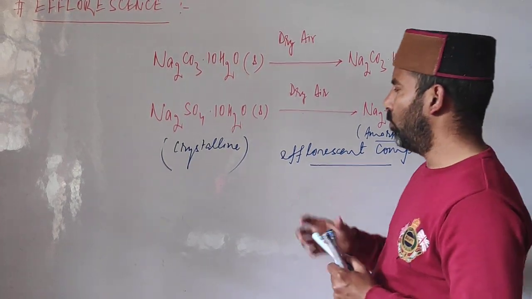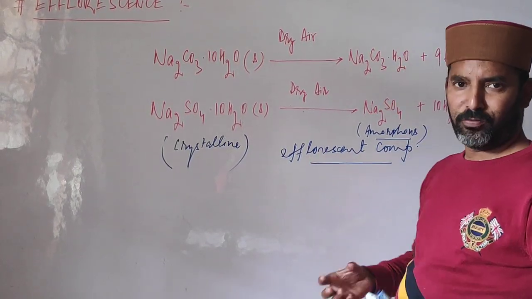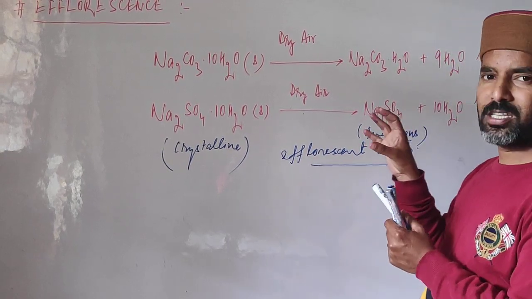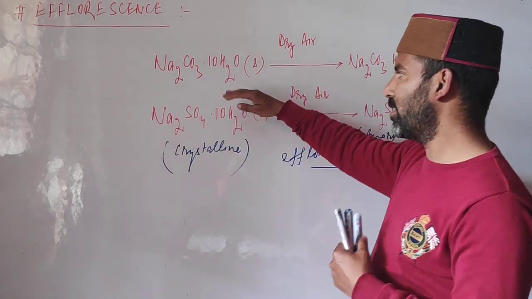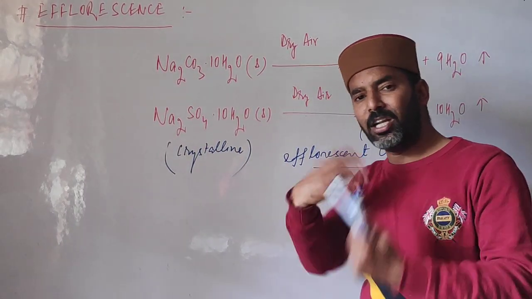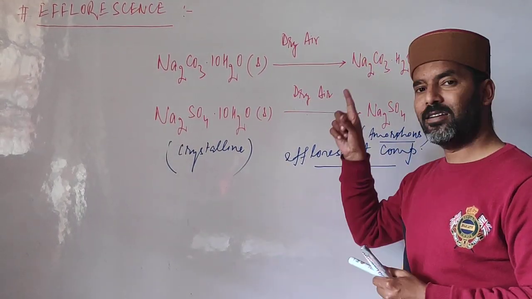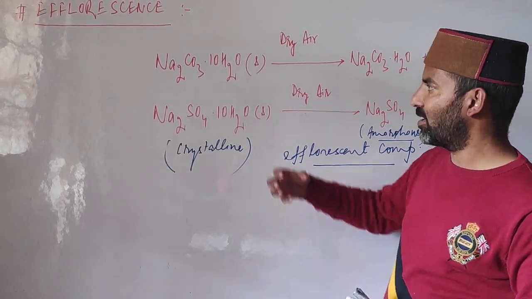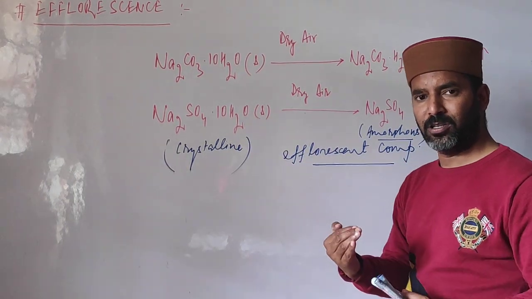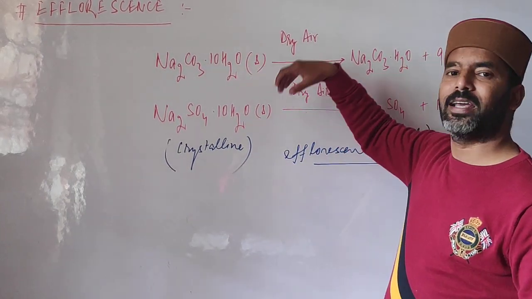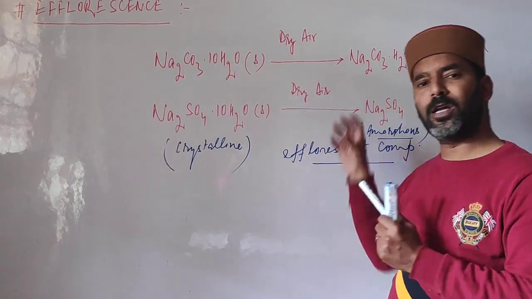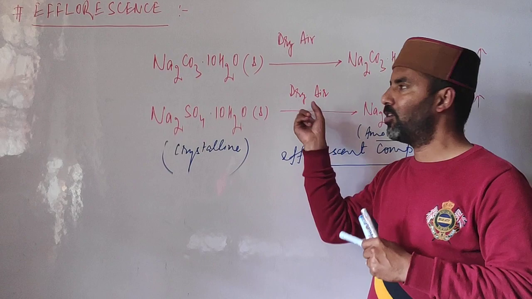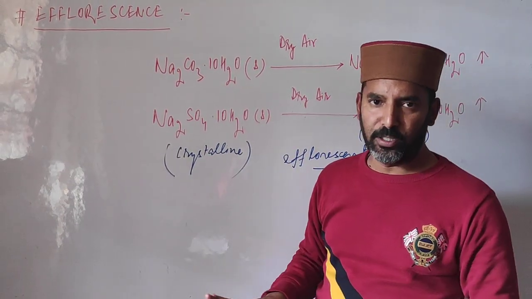Now students, what is the essential condition for efflorescence? Students, listen carefully. Efflorescence occurs when the salt has a greater vapor pressure than the vapor pressure of atmosphere. So what happens is that since salt has a greater vapor pressure, it will lose water to the dry air. और कब तक lose करेगा? Until an equilibrium is established. Means जब तक कि air और salt का vapor pressure equal नहीं हो जाता.